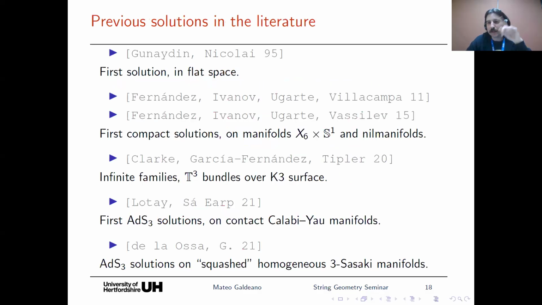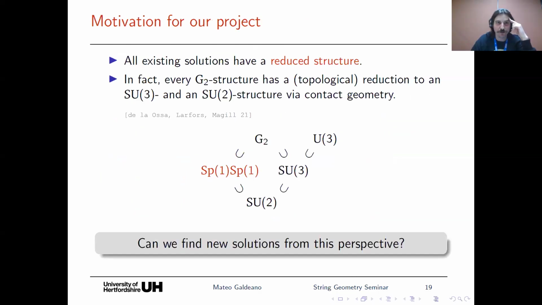Okay, there are no more questions. Then I just want to point out before we move on that if you look at the type of solutions that we see here, actually the ones that appear today on the arXiv are also T3 bundles over K3. If you look at this, you'll see that all of them have a bit of a reduced structure, in some sense. They are like these products or bundles, these contact Calabi-Yau. There's always a bit more going on. So this was our motivation to look in this project a bit more at what's happening, because all these solutions have some kind of reduced structure to them.